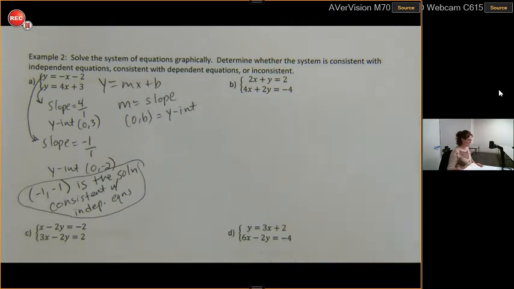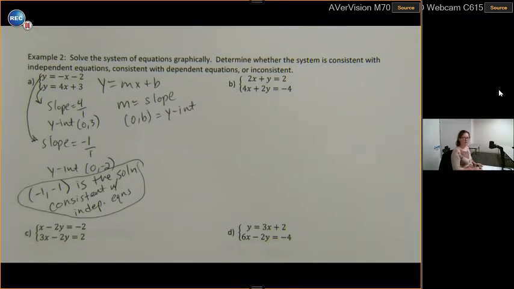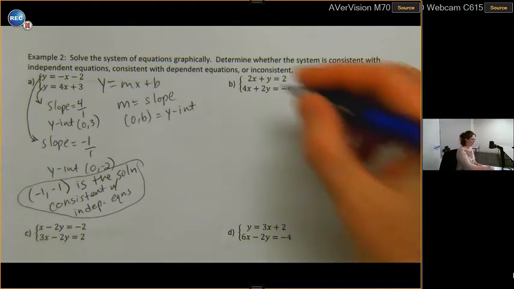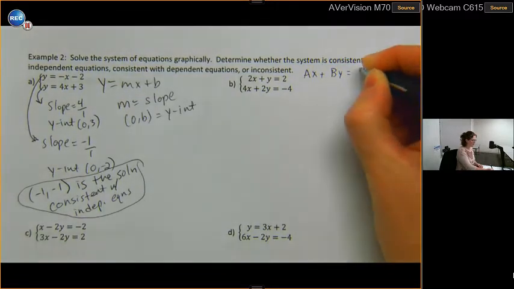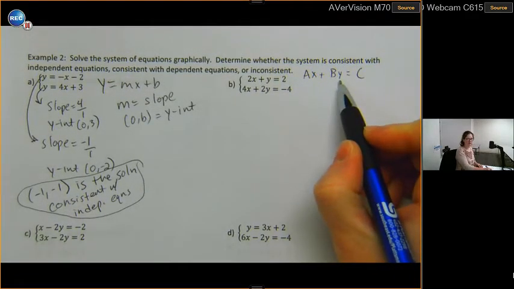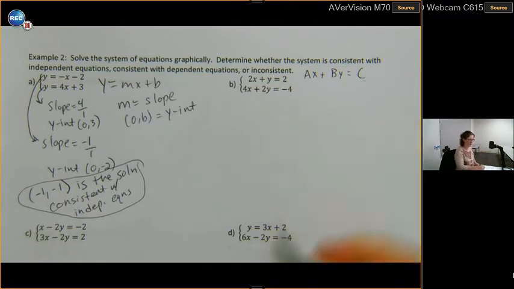Part B, graphing. These equations are not in slope-intercept form like they were in Part A. So either you're going to rearrange into slope-intercept form, which means to solve it for y, or another form from which you can graph is what's called standard form, where you have the x and the y together on one side of the equation equaling c. And an easy way to graph these is by the intercepts.